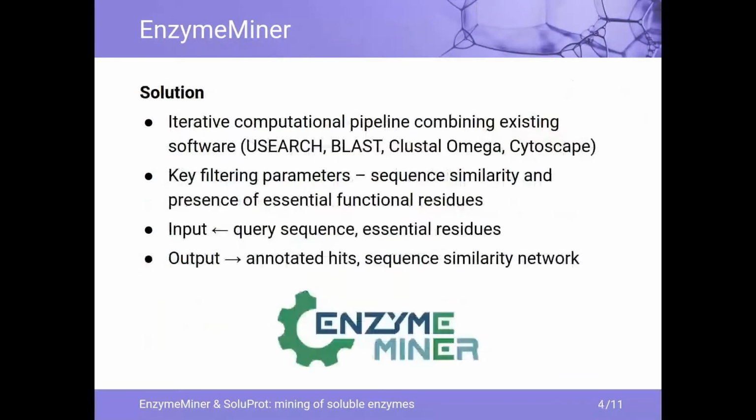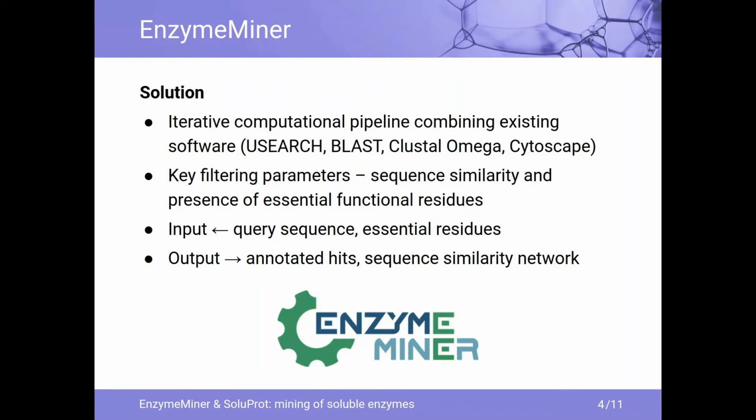We solve this by developing EnzymeMiner, which is an iterative computational pipeline that combines existing software like USearch, BLAST, Clustal Omega, or Cytoscape. And we use sequence similarity and presence of essential functional residues to filter the hits and to find only those that are relevant, that are probably enzymes with the desired function.